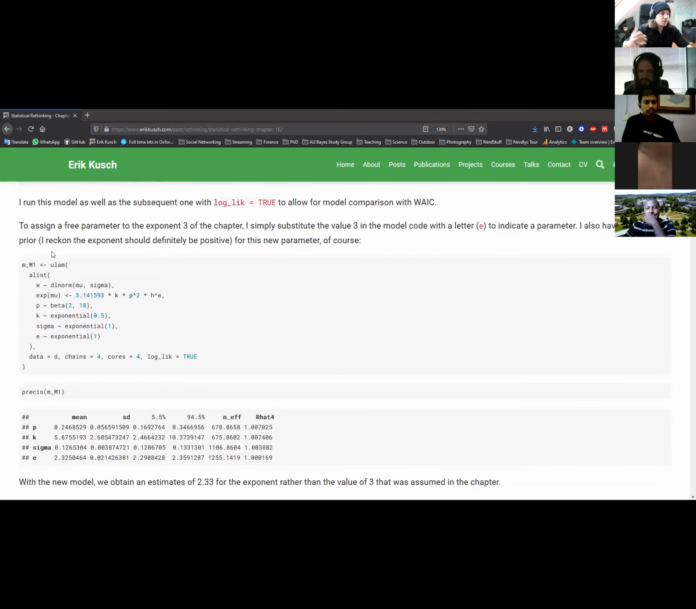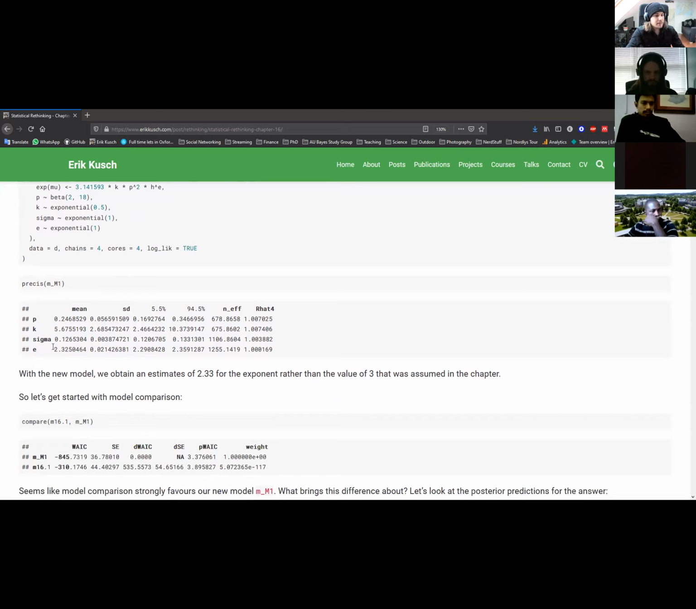Now, in order to run the actual model that I was asked to run, I simply assign a free parameter to the exponent 3. So basically, I just replace 3 in my model with a parameter which I call E for exponent. For this parameter, I don't have any good prior. I know that previously we assumed it to be 3. Now I'm just saying it's probably positive, and I give it an exponential with 1. That's all it is. I run this model again with logLIC set to true.